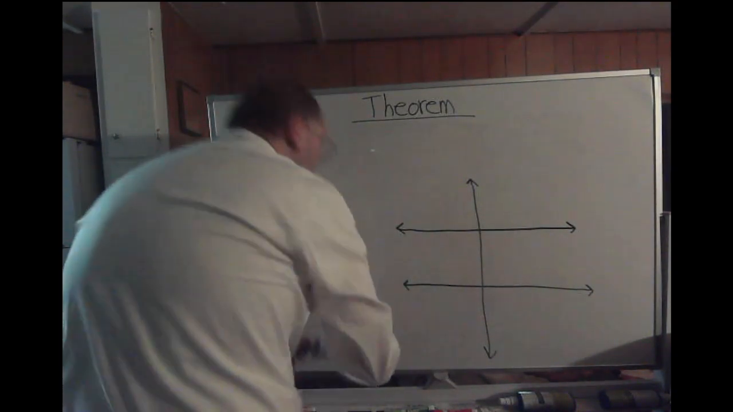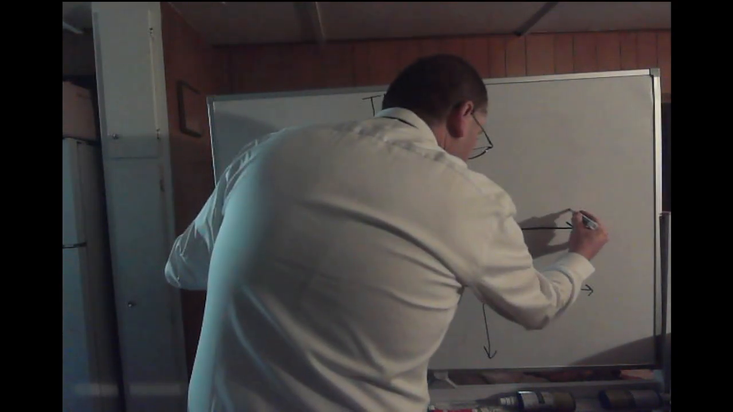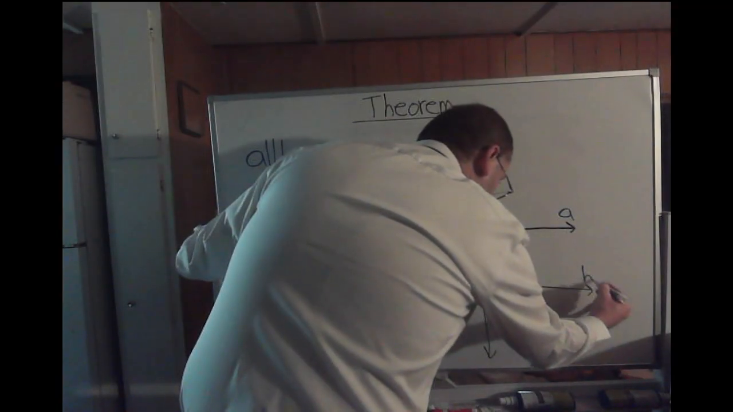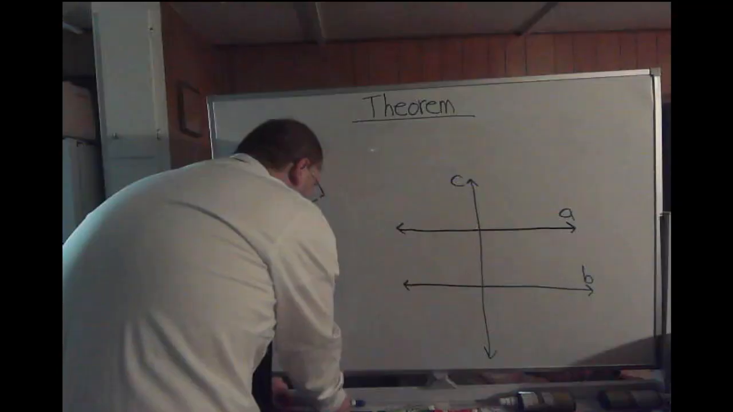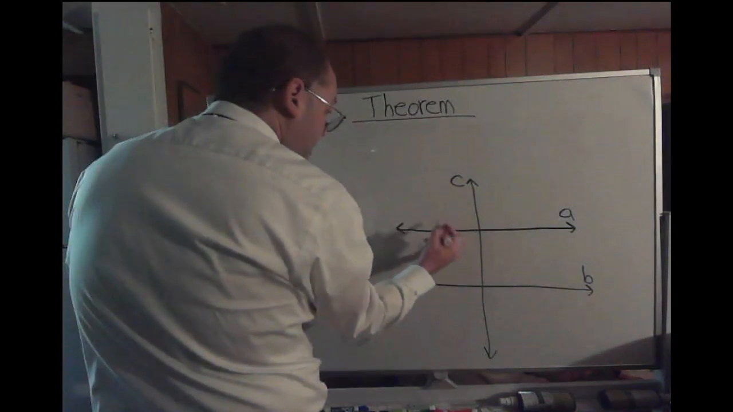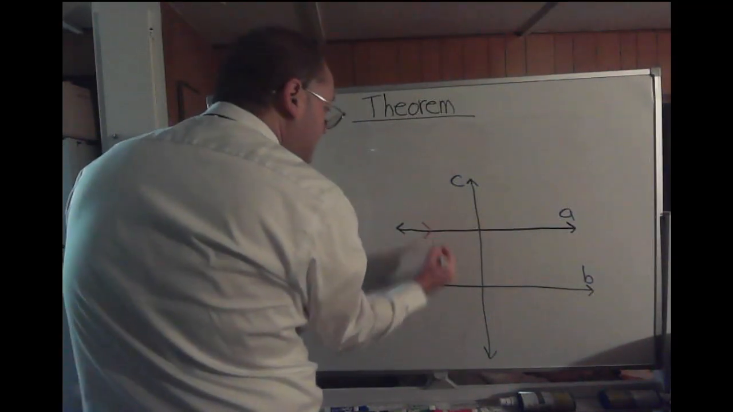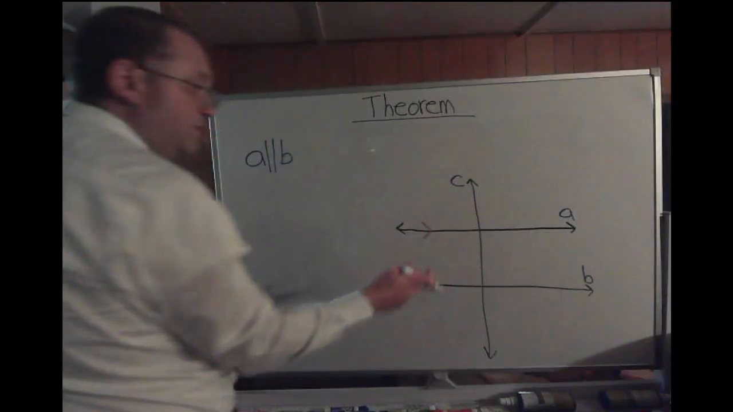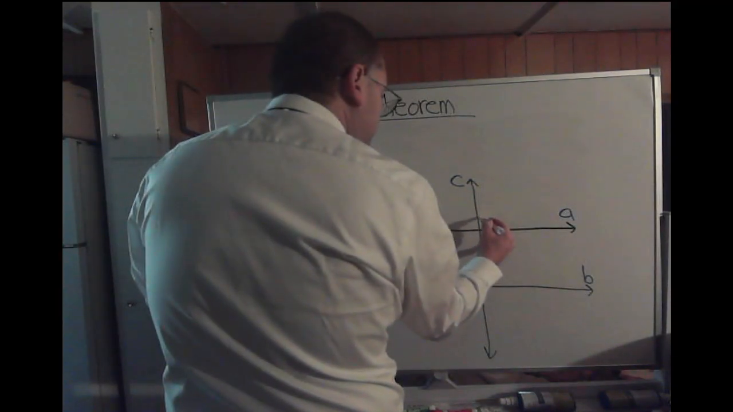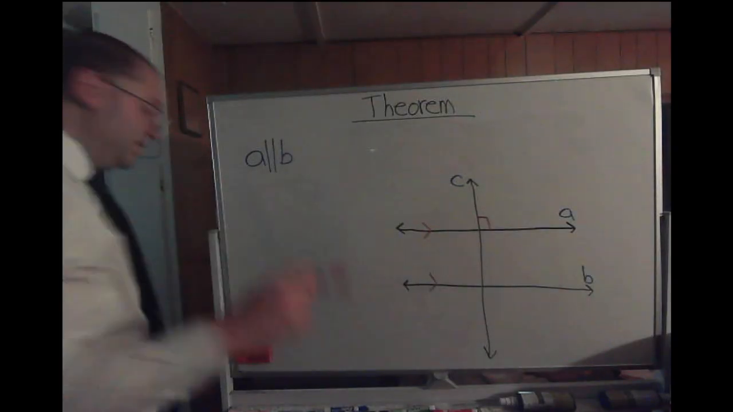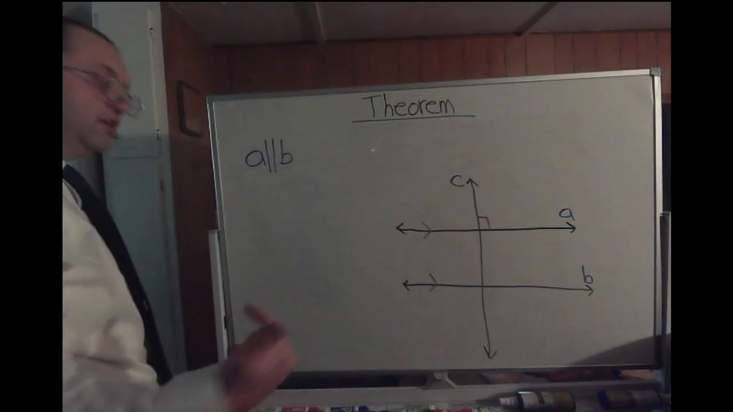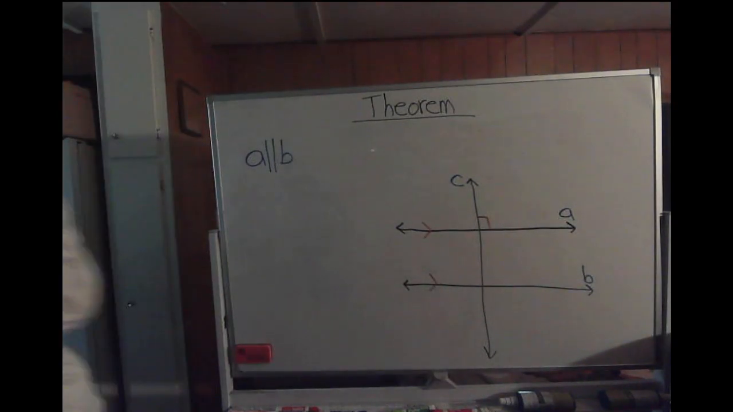Let's do this. Okay. Here we will have line A again. This will be line B. This will be line C. Likewise, like before, A and B will be parallel to each other, but C is perpendicular to A. So we're about to discover an interesting theorem about parallel and perpendicular lines.